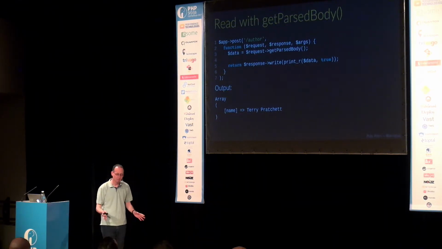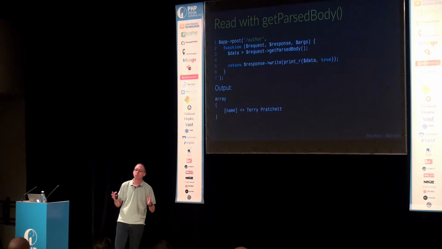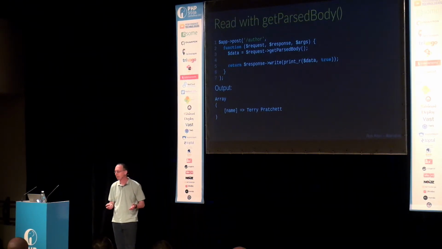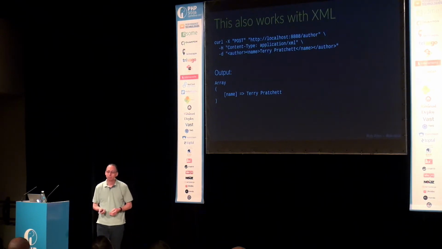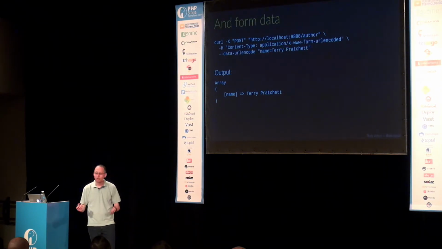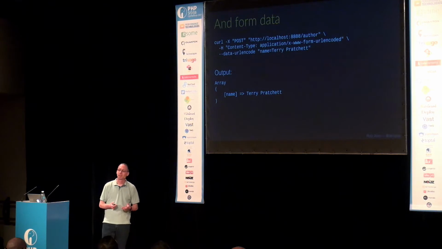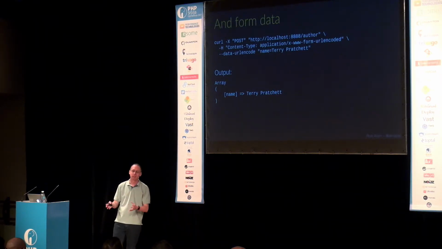As long as your client says, all right, it's this content type, Slim will give you the array decoded automatically for you. Slim will also do this with XML for you. It will also do it with form data for you. Out of the box, you don't have to worry about any of that. The data comes from your client, we will decode it for you.